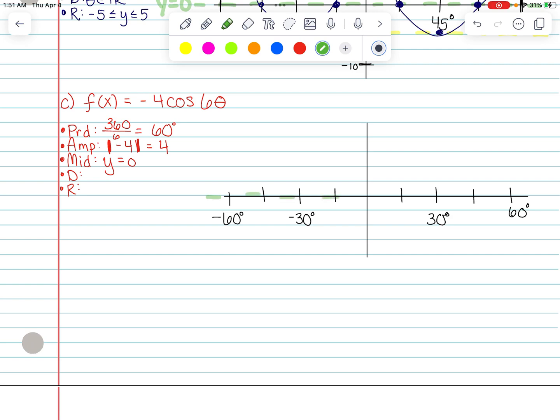Okay, my amplitude is 4. Since my midline is at y equals 0, 4 doubled is 8. 8 above 0 means I need to get on my y-axis up to at least 8. And down to at least negative 8, because 8 below 0 is negative 8. Keeping in mind that my amplitude is still only 4, so 4 above 0 is 4, 4 below 0 is negative 4.